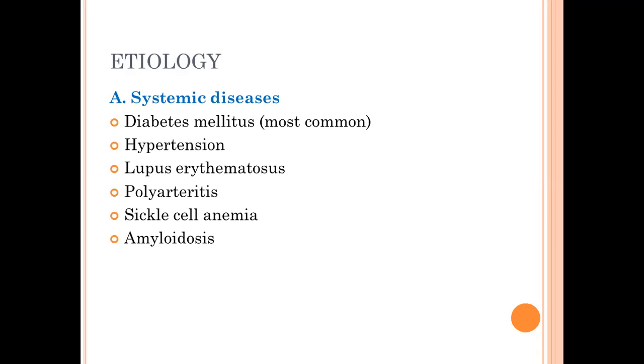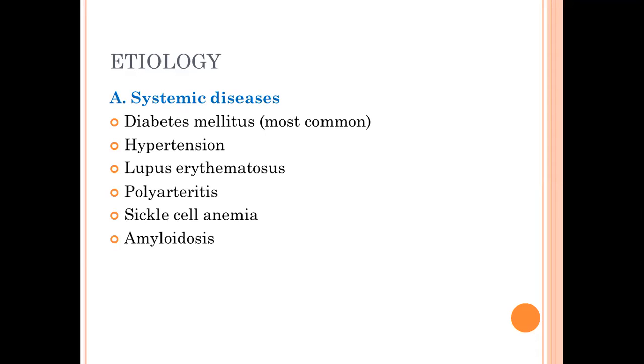Next, moving on to the etiology. The etiology is divided into three parts, and we will discuss them one by one. First is the systemic disease. Systemic disease means any disease which occurs in the body, because of which the patient can be at risk of developing chronic renal failure. Some of the systemic diseases are diabetes mellitus. This is one of the most common causes of this condition.